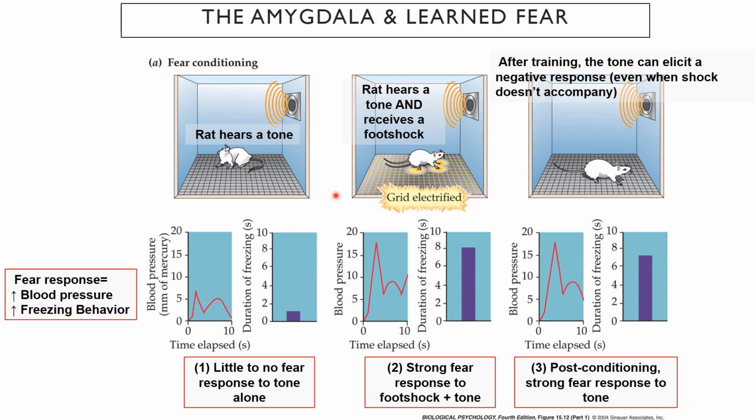Then we do the pairing. So in this case, the rat hears the tone and receives a foot shock at the same time. So this rat is in a cage that has an electric grid below, and this is going to induce a strong fear response. It's because the foot shock is very scary. So blood pressure shoots up, and now the rat is freezing 8 out of every 10 seconds. So very scared.